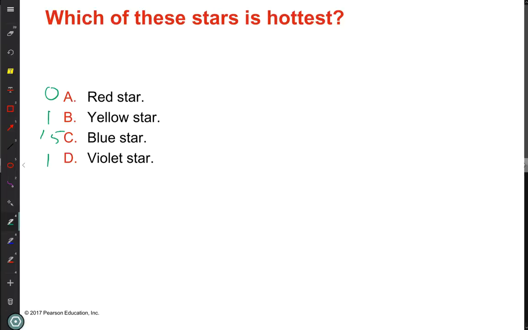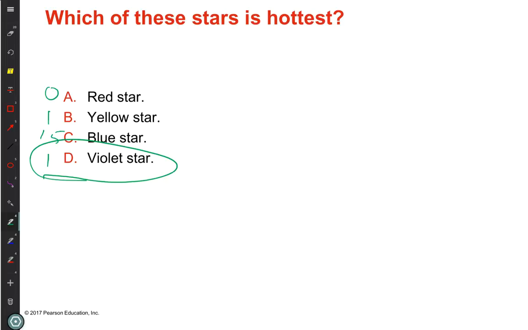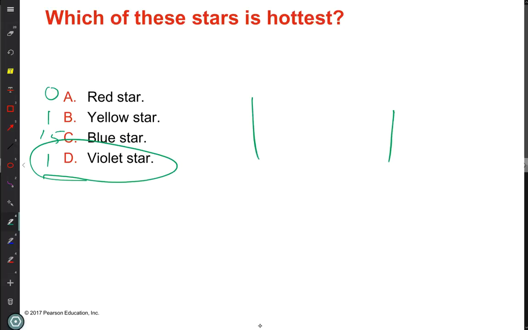So we had a very large contingent that said blue. Who said violet? Who said violet? No one's going to admit to it? Violet would be the brightest, or not the brightest, the hottest. Because we talk about the spectrum going.